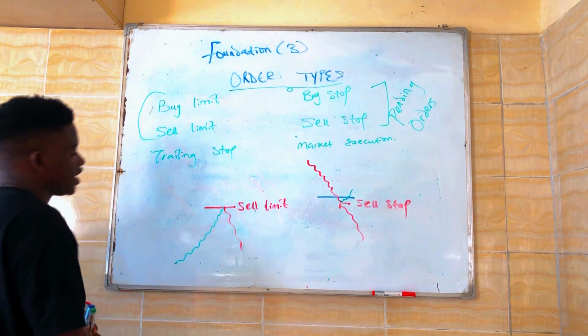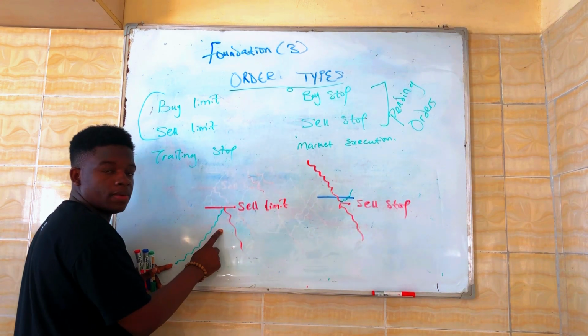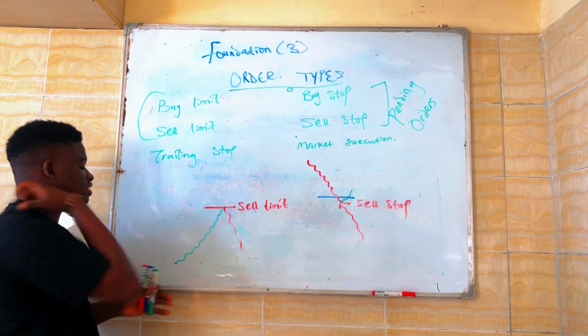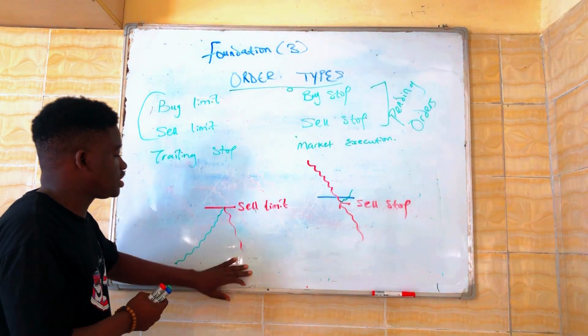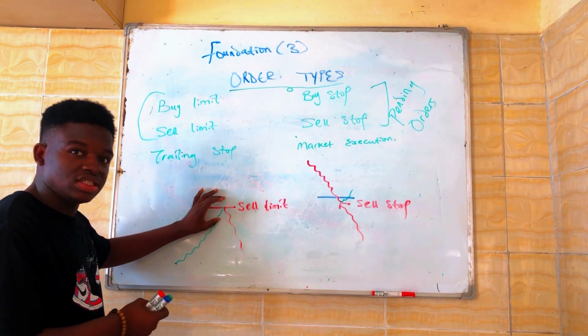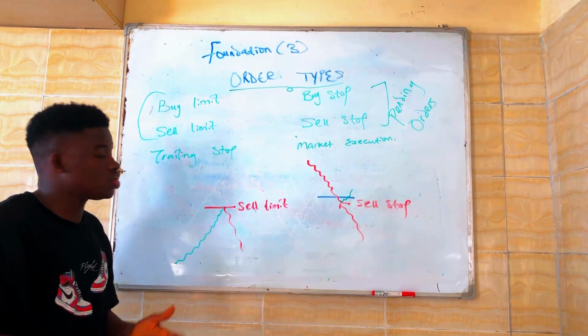So let me go back again. Now, your market was buying, right? Was going up. And then you set a sell limit, telling your broker that, okay, if price gets to a particular place, please book me in for a sell. And then automatically you got in for a sell. Let's say the market eventually starts retracing according to what you analyzed.